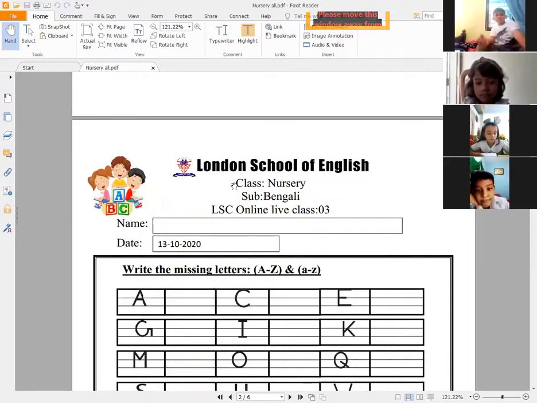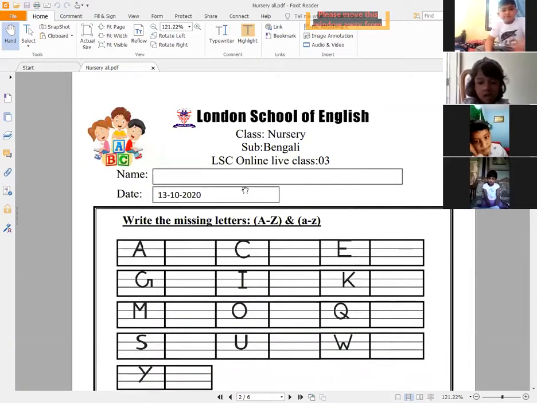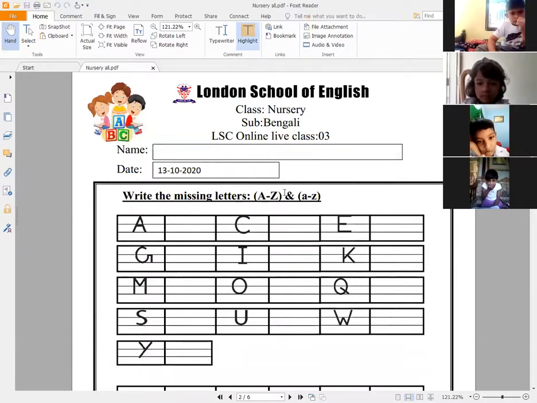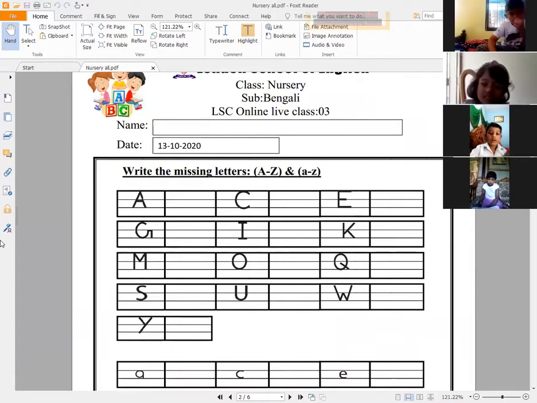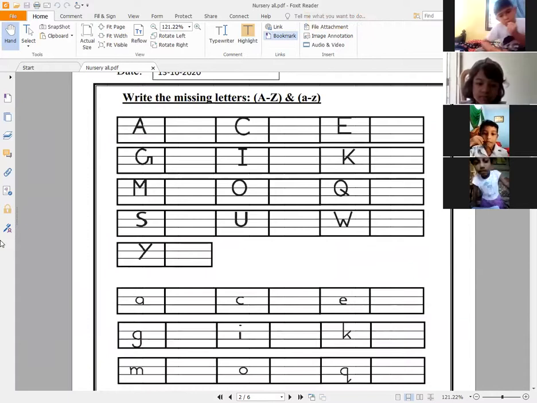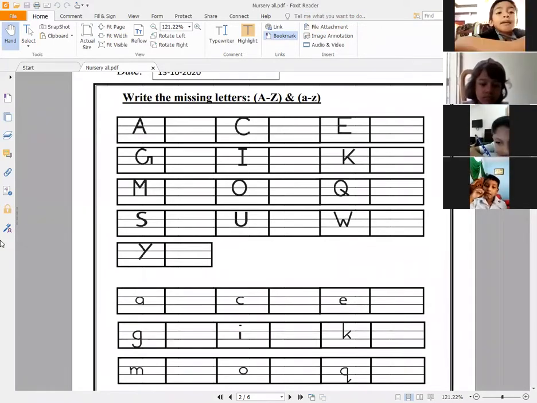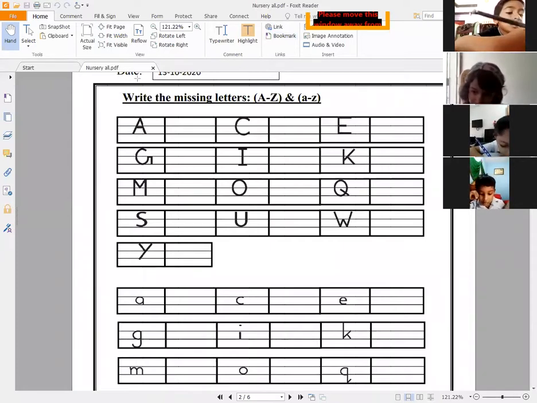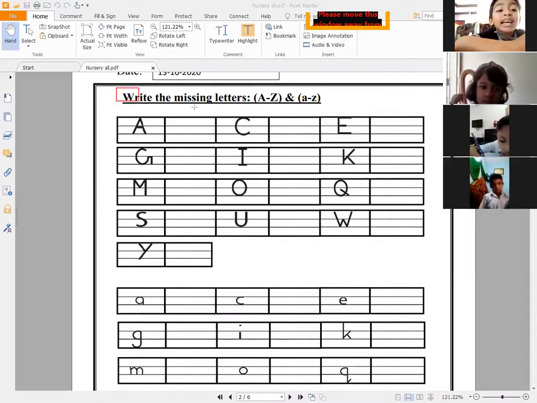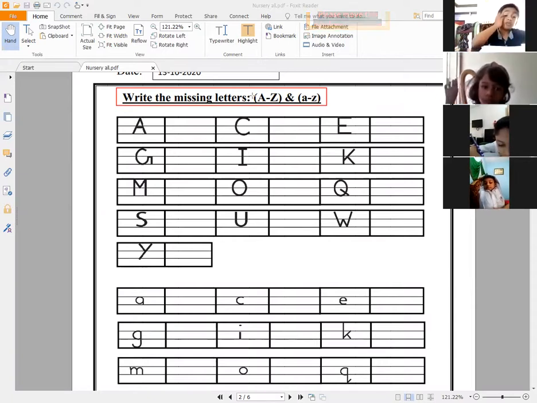Our first subject is Bengali. Sorry, English. Okay. English. Listen to me. Write the missing letters. At first, capital letters A to Z. Capital letters. Everyone, write the missing letters.